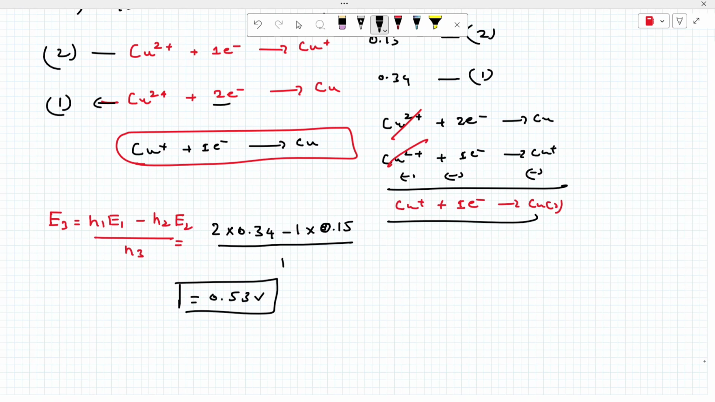Any doubts? Just wait, okay. I will take a TRB question. Just wait a minute. We'll do some more one, two, three TRB questions, okay? Based on the cells.